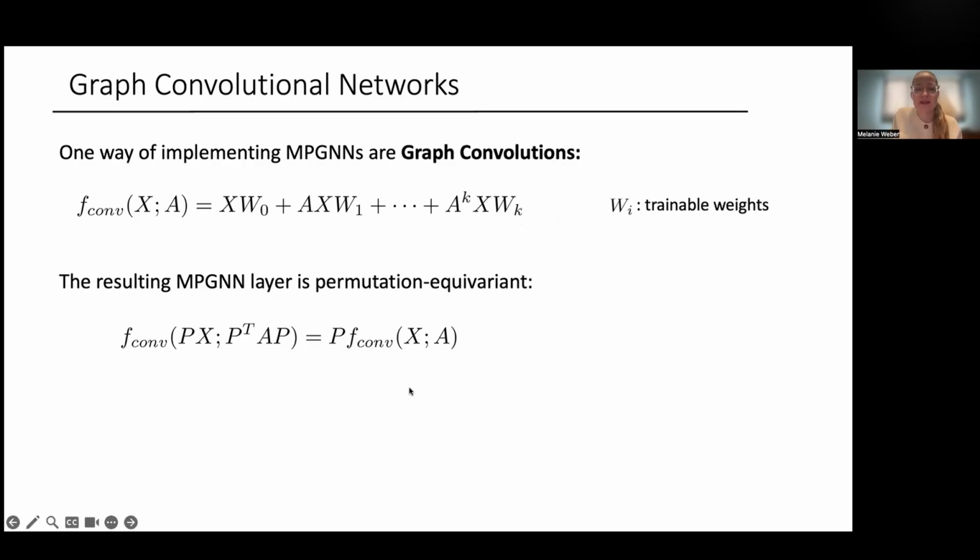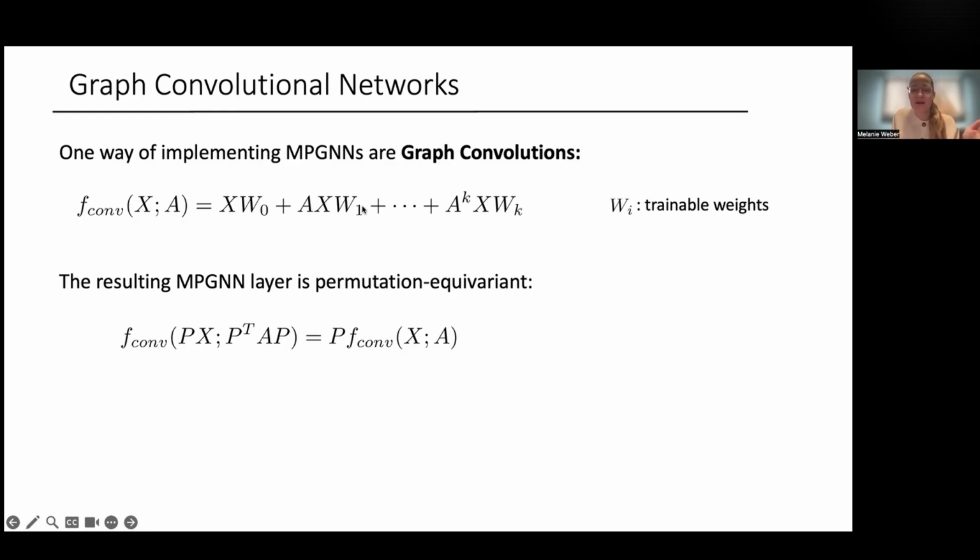So let's take a closer look at this. One very popular, or in fact, probably the most widely used way of implementing message passing graph neural networks is with graph convolution. So that gives you a graph convolutional network. And in that case, if we put together a set of layers of the form that we had just discussed with an aggregation function and an update function, then the function that the network learns looks something like this, where A is the adjacency matrix, X are the features, the node attributes, and then W are the trainable parameters.